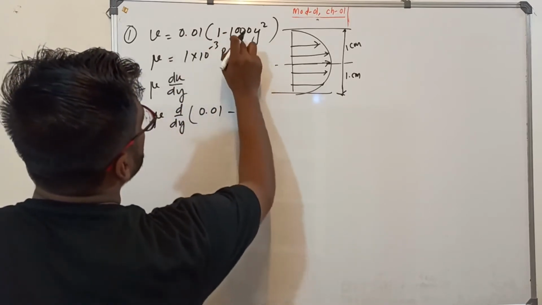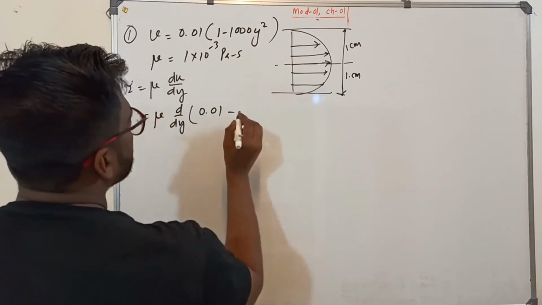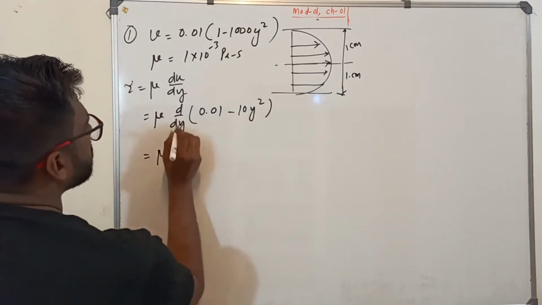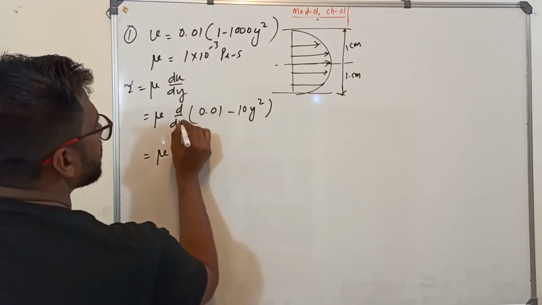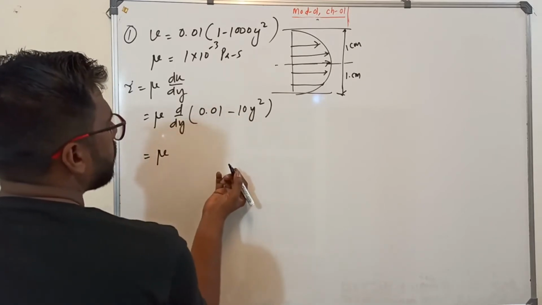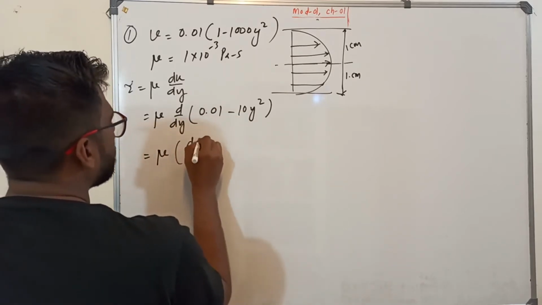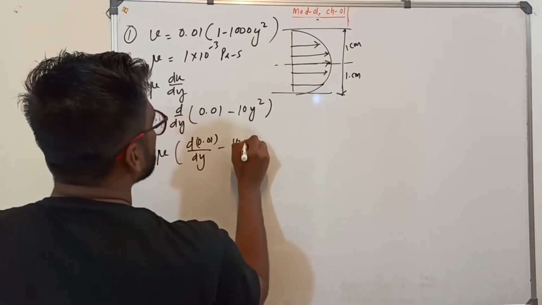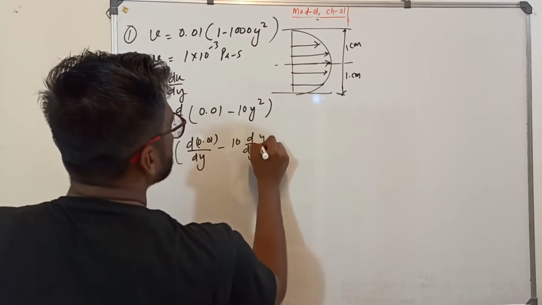How much you got? 0.01. That is 1 by 100. So you got 10 y square. Okay. So mu, this is what? 0. Correct na? Differentiation of a constant is 0. What is differentiation of a constant? Differentiation of a constant is 0.